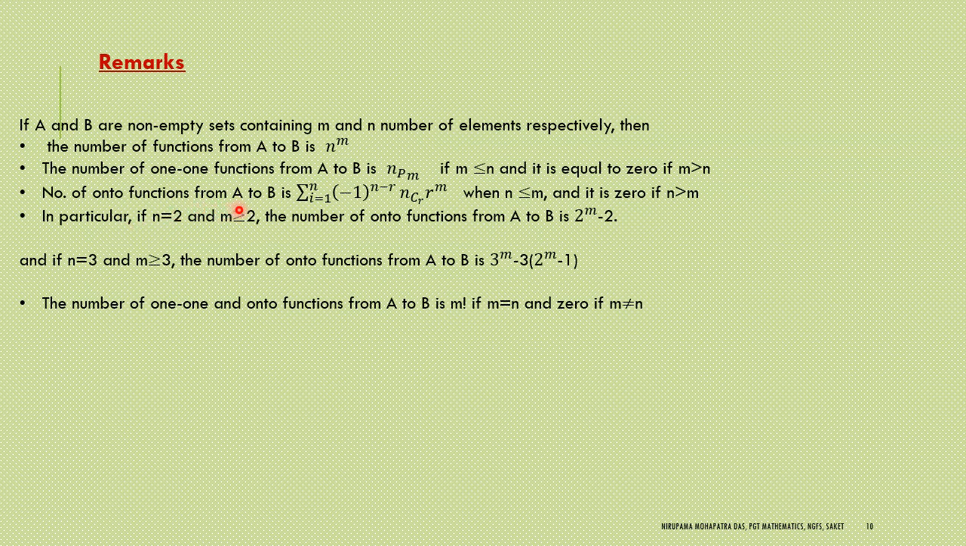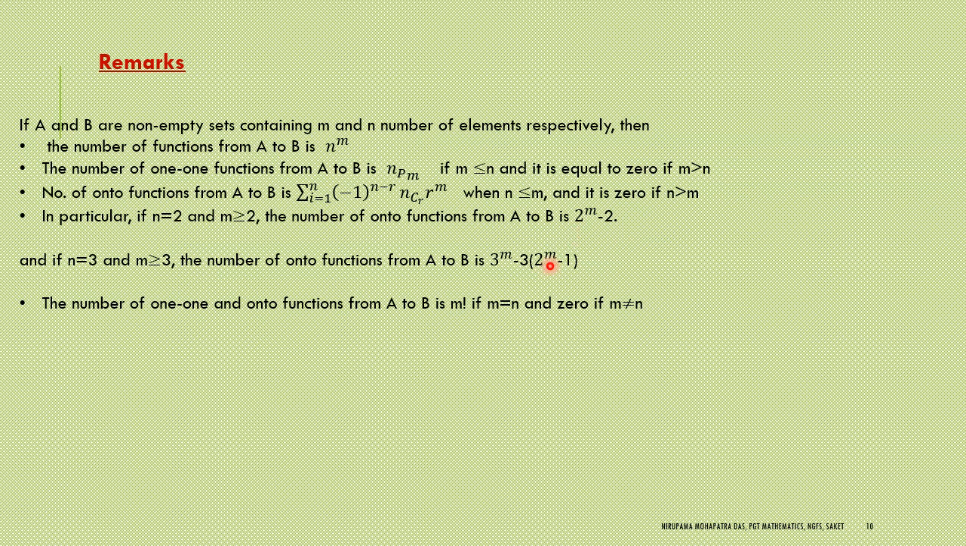Number of onto functions from A to B, see, it is sigma r from 1 to n, minus 1 power n minus r, nCr into r to the power m, when n less than equal to m, and again it is 0 if n is more than m. So this is a very special case. In particular, if n is 2, m greater than equal to 2, number of onto functions from A to B will be 2 raised to the power m minus 2.